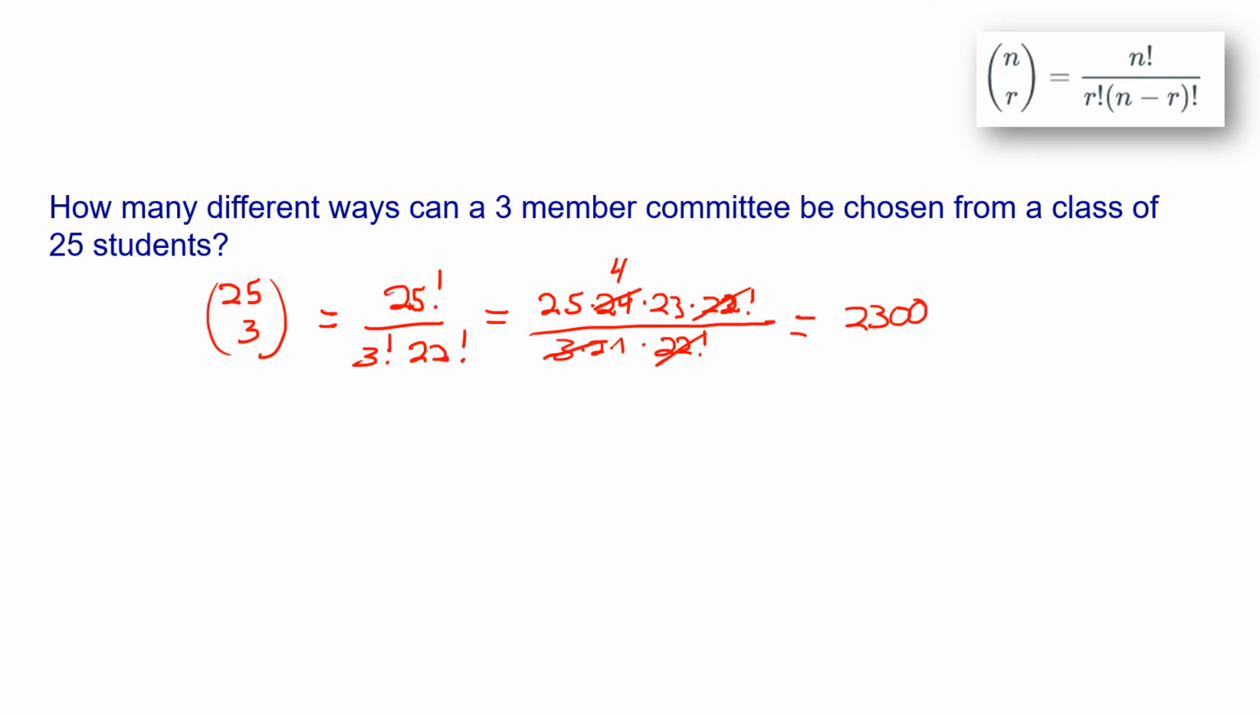But if it hadn't happened to be that way, and maybe it was a 23 times 4, something like that, then you would want to get your calculator out. But this one we could have done in our heads. So anyway, the answer is 2300. So there's 2300 different committees that could be chosen out of a class of 25 if we have 3 members on each committee, which is kind of crazy, right? It seems like it shouldn't be that many, but there are that many.